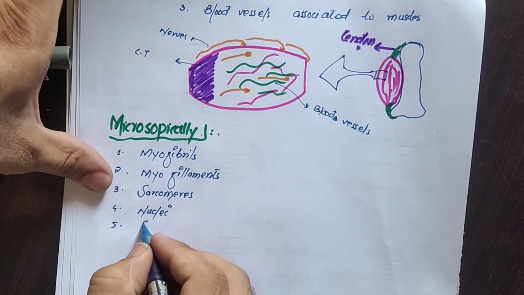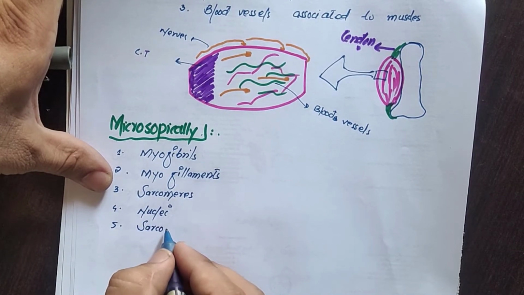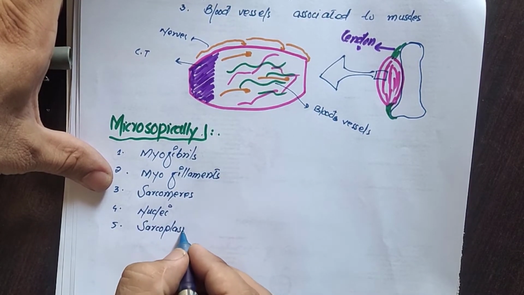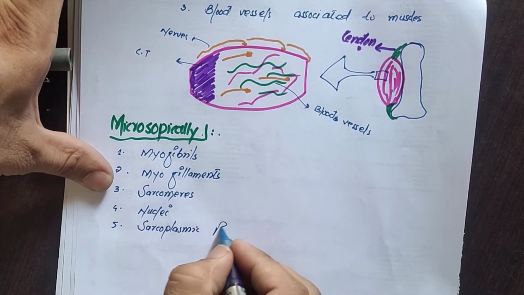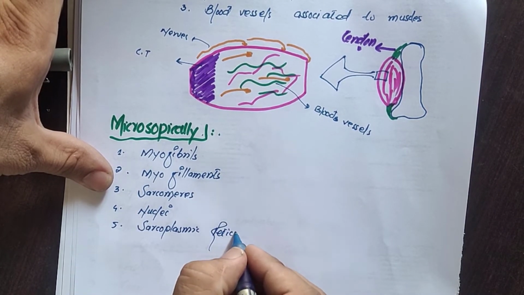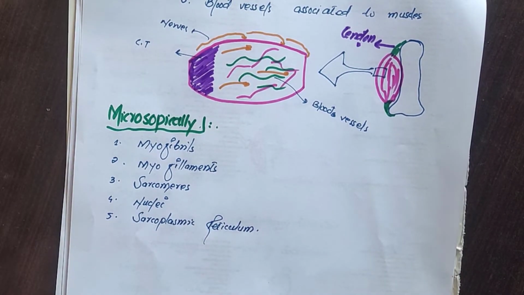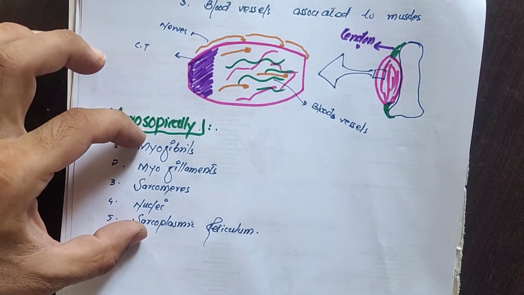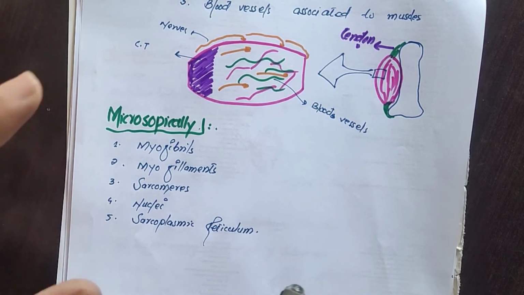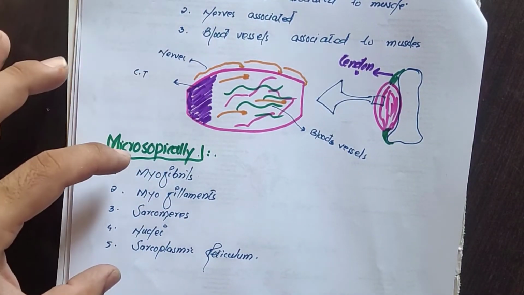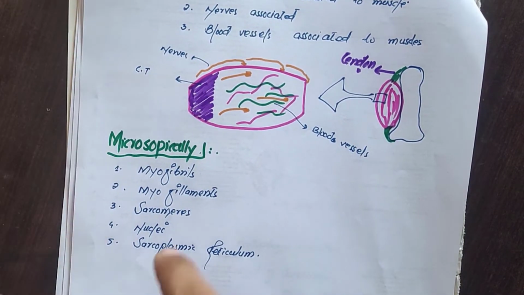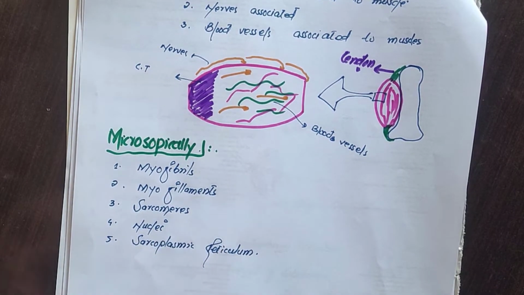Number 5, there will be sarcoplasmic reticulum there, which is very important, right? So these will be the structures which you will see microscopically. These are the gross structures, these are the microscopic structures, and I will discuss about the sarcomere.